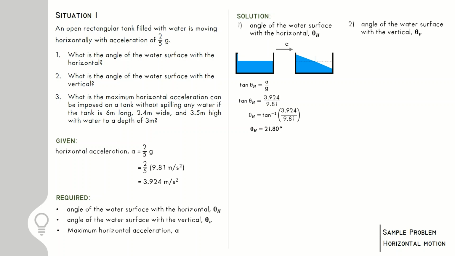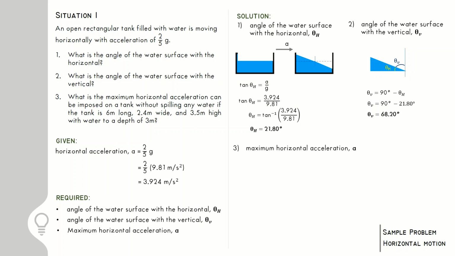Second, let's compute for the angle of the water surface with the vertical. By looking at this figure, we can simply get the angle with respect to the vertical by subtracting the angle with the horizontal from 90 degrees. So 90 degrees minus 21.80, we have 68.20 degrees.